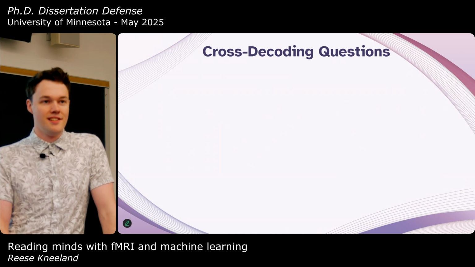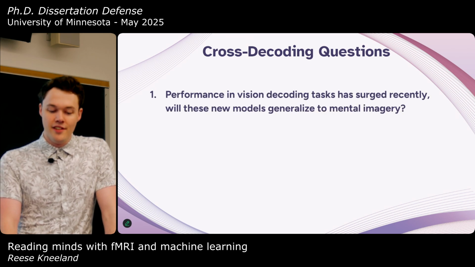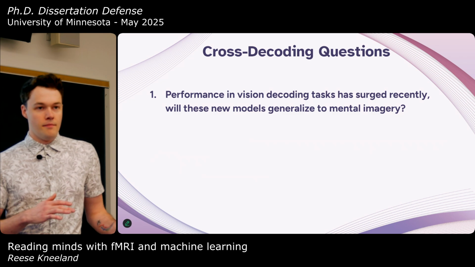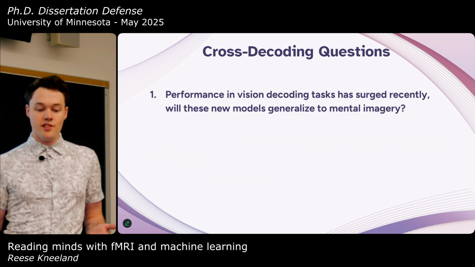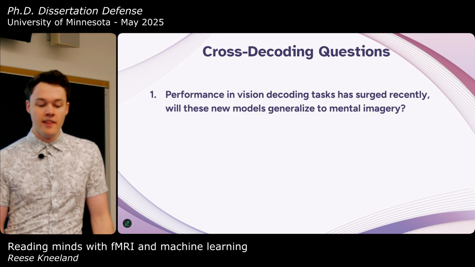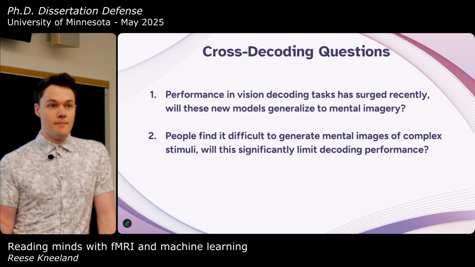And to explore this in more detail, we're going to tackle a number of interesting research questions today. We're going to address a set of unknowns in the field. The first question is: given that the rise of generative AI in the natural scenes dataset has significantly powered advancements in vision decoding, how well will this new suite of models translate to mental images?